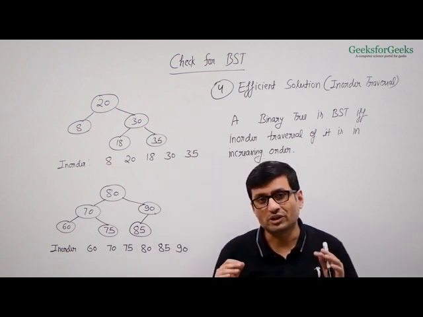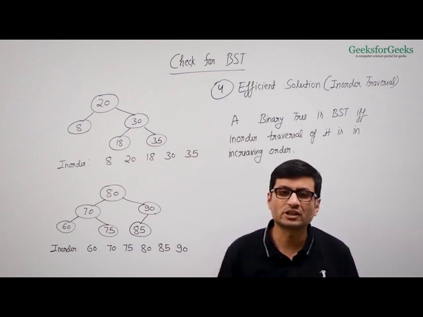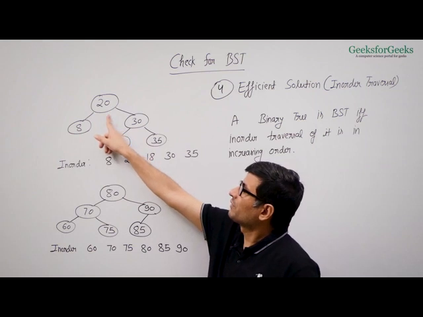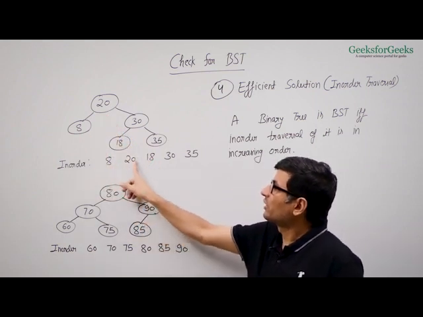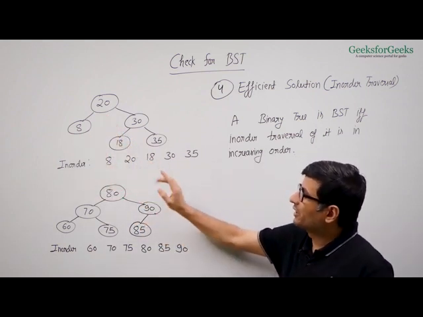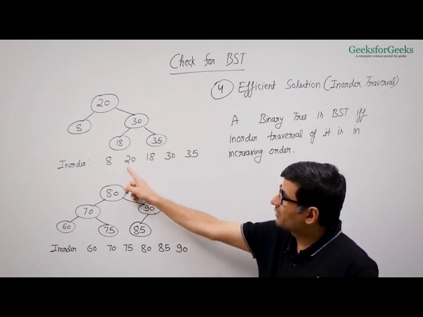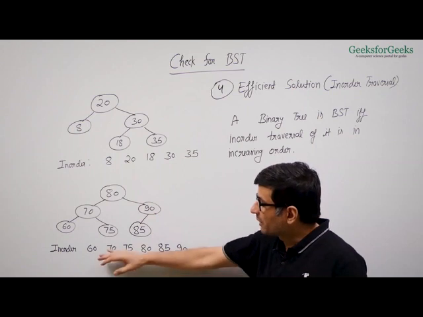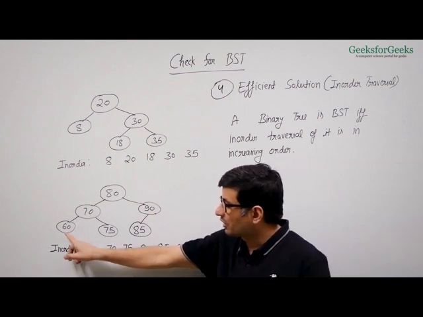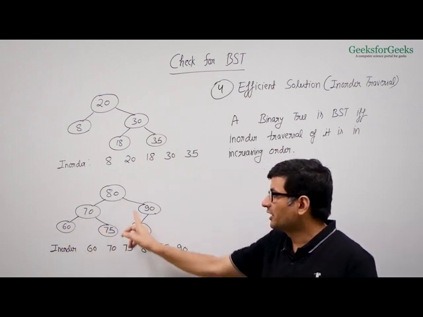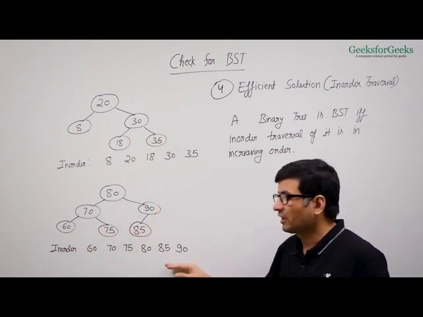So if in-order traversal is sorted, then the given binary tree is a binary search tree, otherwise it's not. Let's see these examples. In-order traversal of this binary tree is 8, 20, 18, 30, 35. And you can notice that this is not sorted, right? 18 is after 20. And if you see this binary tree, in-order traversal of this binary tree is sorted. You have 60, 70, 75, 80, 85 and 90. So you have a sorted output.